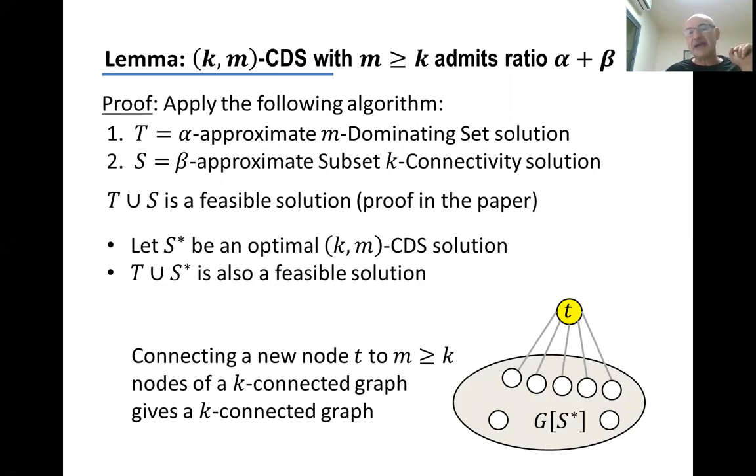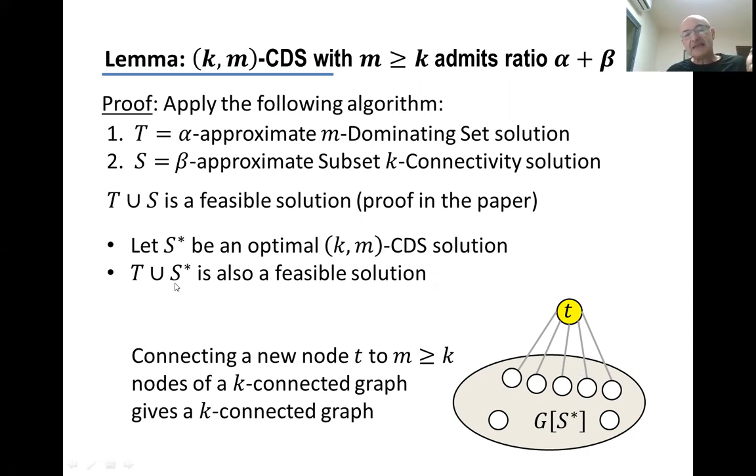So let us denote by S star an optimal solution for KM-CDS. Now, the point is that the union of T and S star is also a feasible solution. Why? Here we use another known fact: if we take a K-connected graph and take a new node and connect it to at least K vertices in this graph, then we again obtain a K-connected graph. So adding a new vertex and connecting it to K nodes of a K-connected graph results in a K-connected graph.